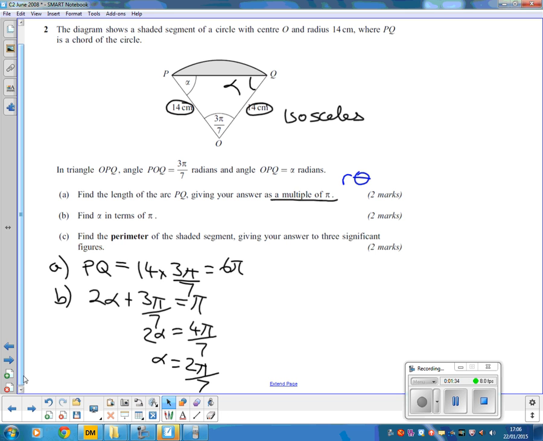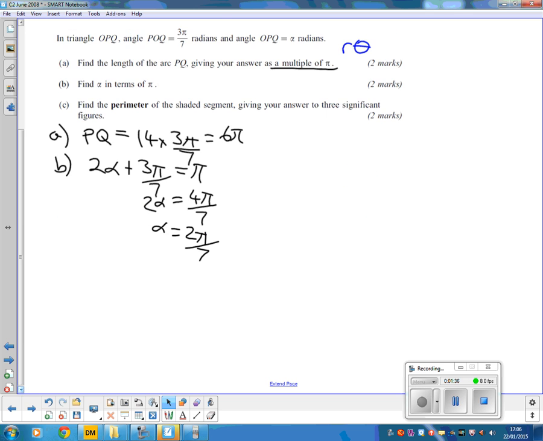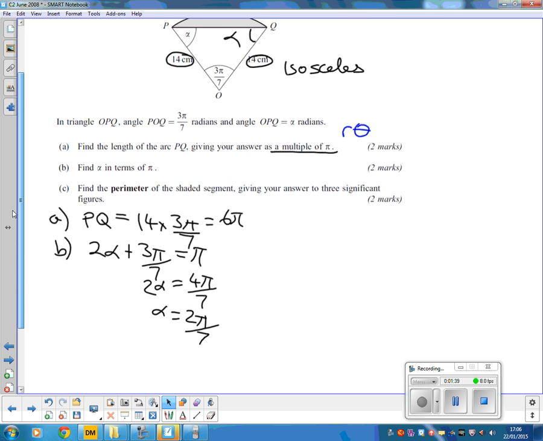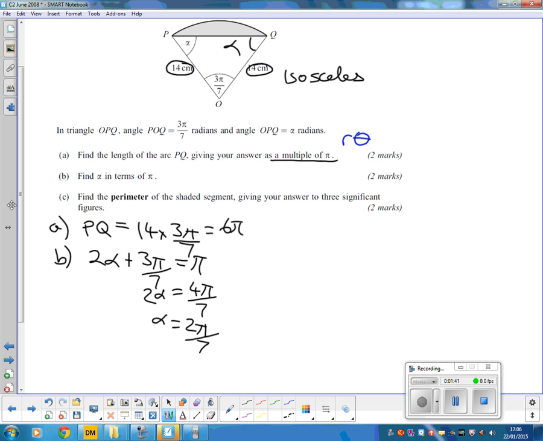Okay, so now we've found that angle. The last bit it wants us to do is find the perimeter, the bit they've done in a bold line there, of the shaded segment, giving our answer to 3 significant figures this time. There are different ways to find this. The one that I thought most people might do is to use the cosine rule to find the straight edge, and then we've already found the length of the arc because that was our answer to part A.